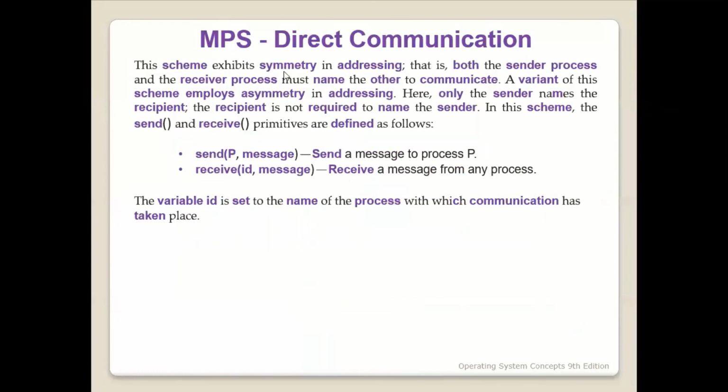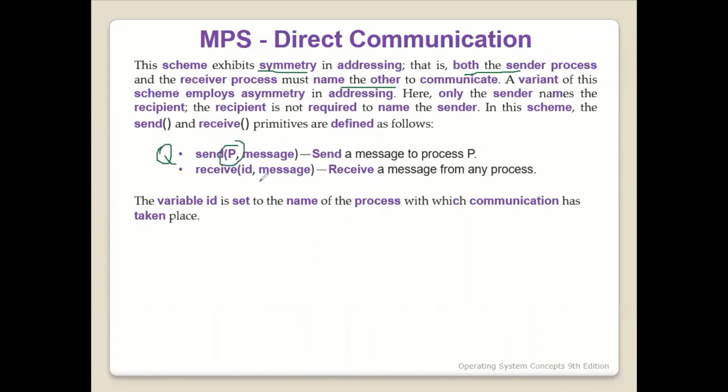And let's concentrate some more. Here, this direct communication shows the symmetry in addressing. That is, both the sender process and the receiver process must name the other to communicate. Let's say Q is sending a message. To whom is it sending? To P it is sending.